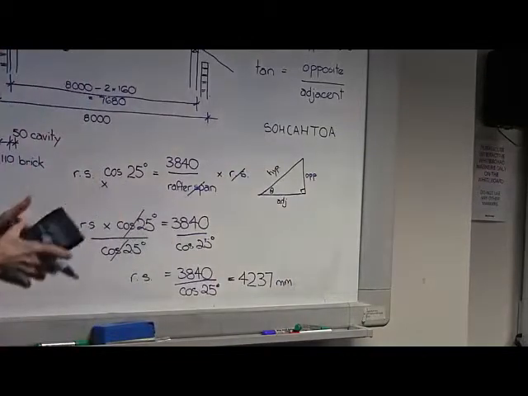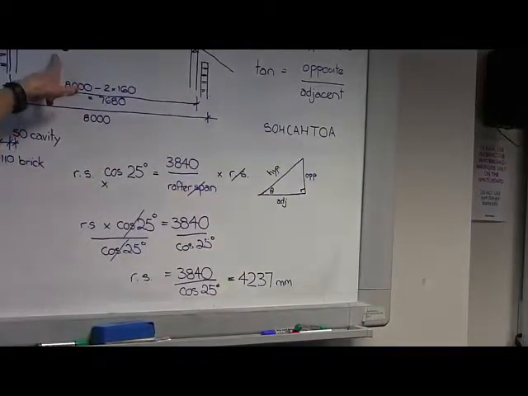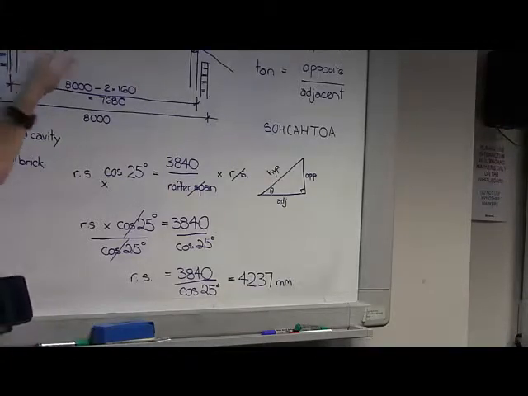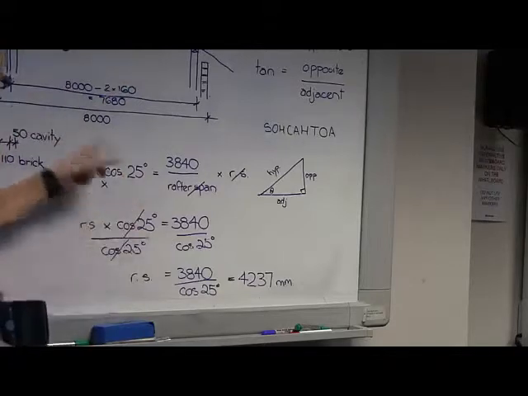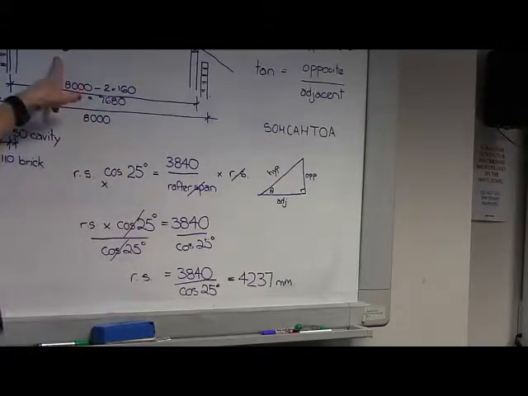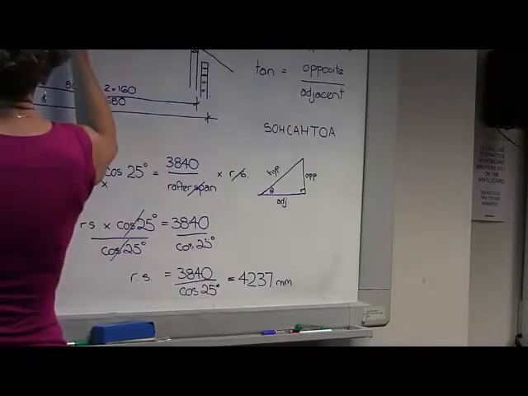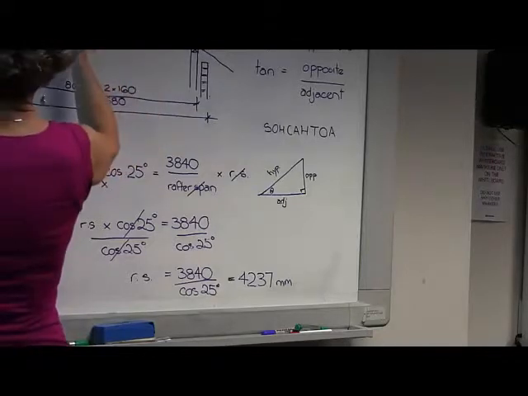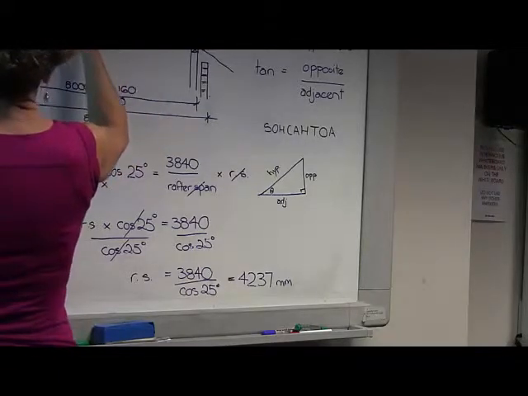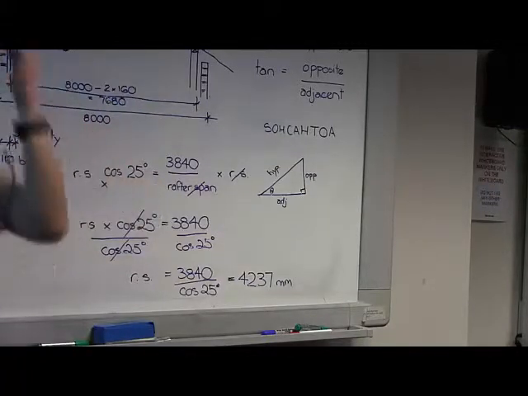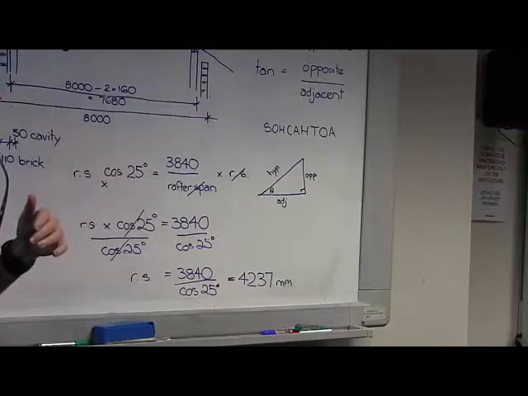You know the number's going to come out bigger than 3840, because it's the hypotenuse and it's a longer distance going up the slope than straight across. If your number comes out less than that, go back and have a look at what you've done wrong. So there we have our rafter span, 4237. It's not something we can just read off the dimensions; we have to calculate it.